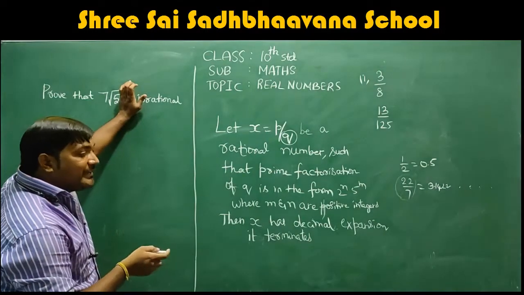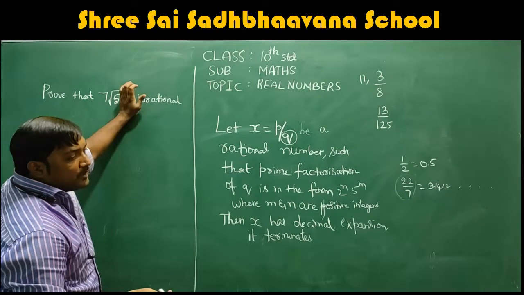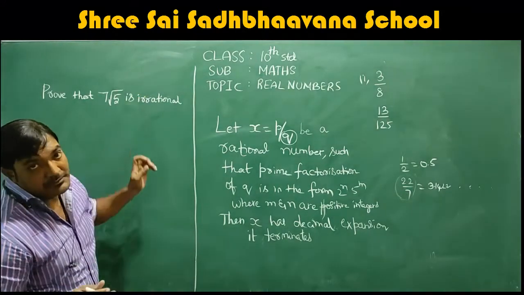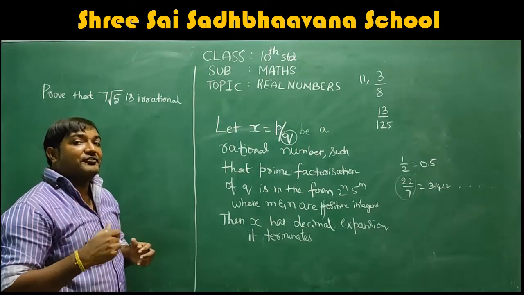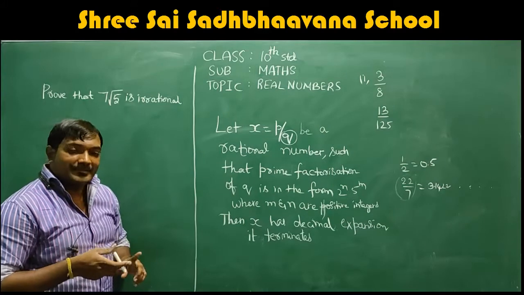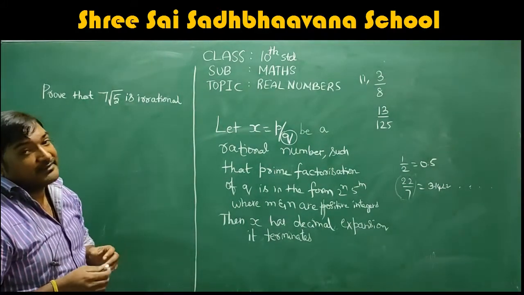If you are able to write the denominator in terms of 2 power n into 5 power n, it means the prime factorization of the denominator consists of 2 and 5, then we can say that the decimal expansion is a terminating decimal expansion.